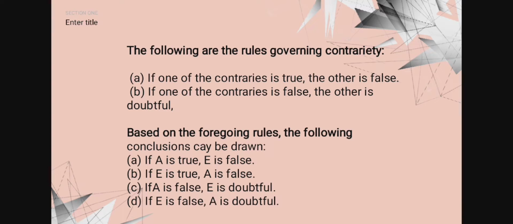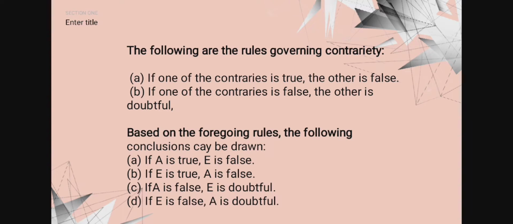Letter A, if one of the contraries is true, the other is false. Letter B, if one of the contraries is false, the other is doubtful. It means it's either true or false. Based on the foregoing rules, the following conclusions can be drawn.